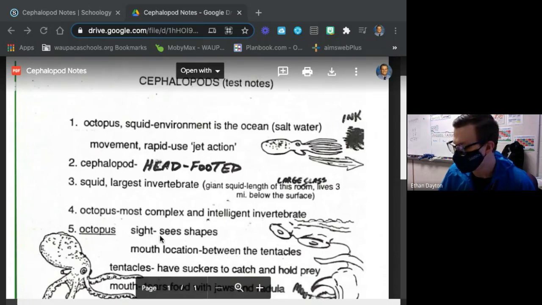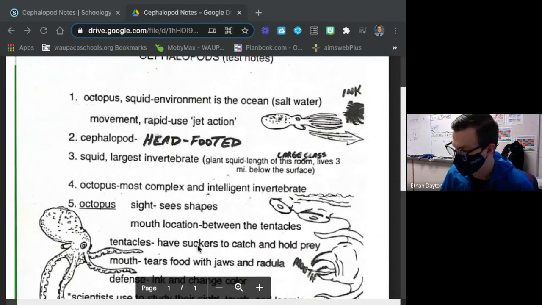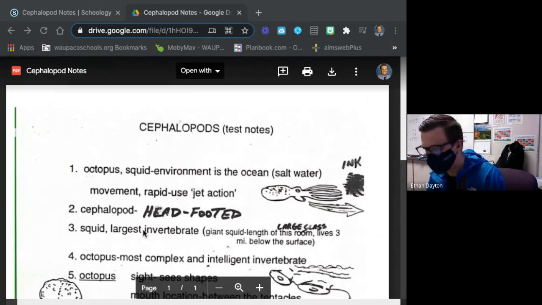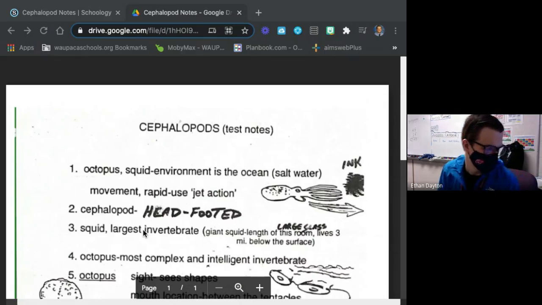What's the largest invertebrate? Ryan. Isn't it the colossal squid? Yep, the squid. So if you just put squid, you'll be good. How about, what do octopus tentacles or arms have on them, Zach? Suckers. Well, some of them have hooks, but that's on the squid. Yes, very good.